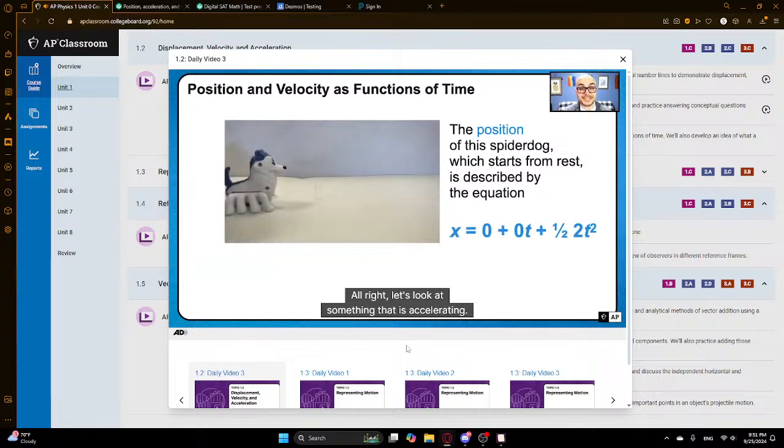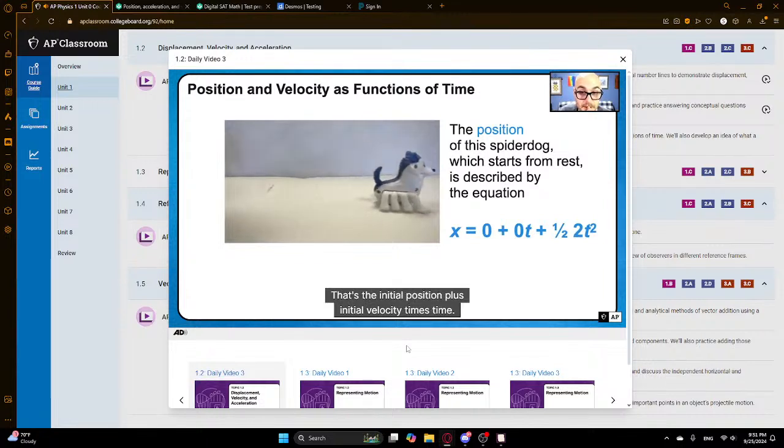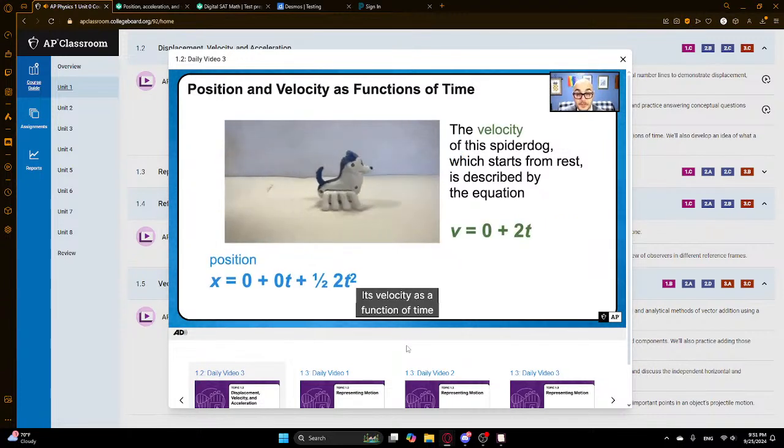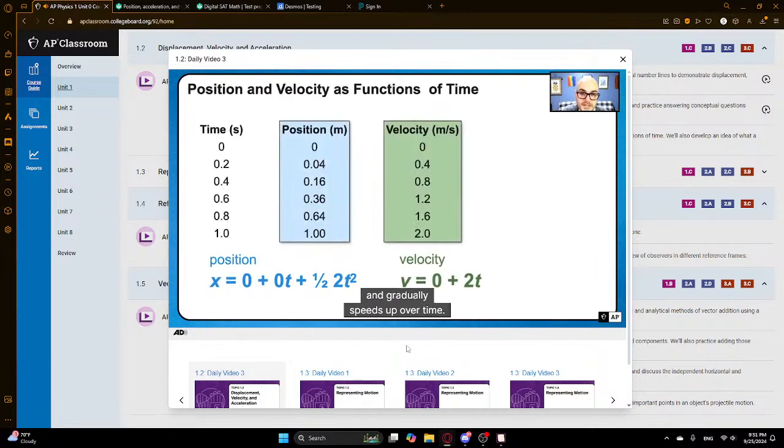All right, let's look at something that is accelerating. The position of this spider dog toy starts from rest. The spider dog's position can be described by this equation. X is 0, that's the initial position, plus initial velocity times time, so 0 times time, plus 1/2 times 2t squared. So that's its position. Its velocity as a function of time can be described by that equation. Notice it starts with no velocity and gradually speeds up over time.